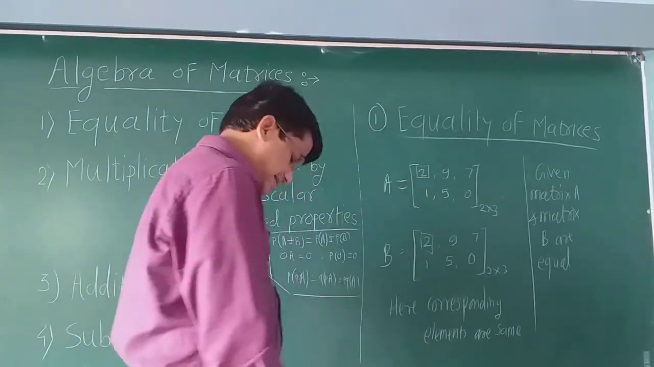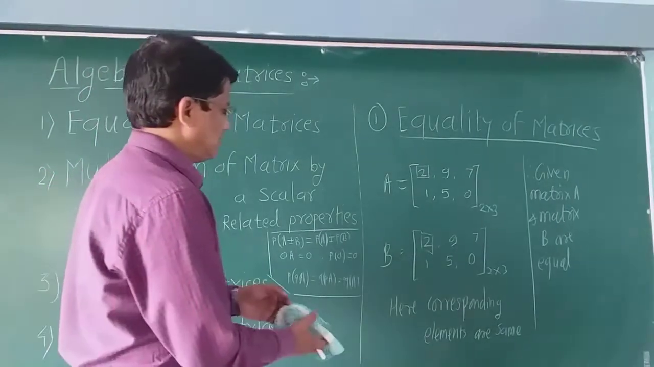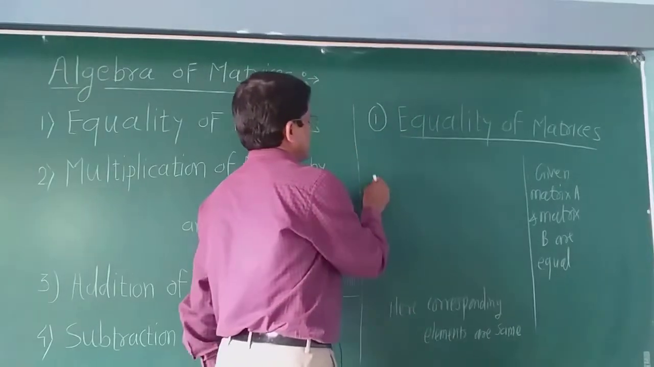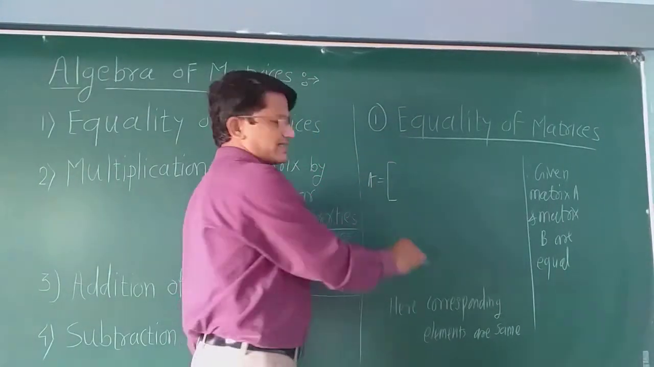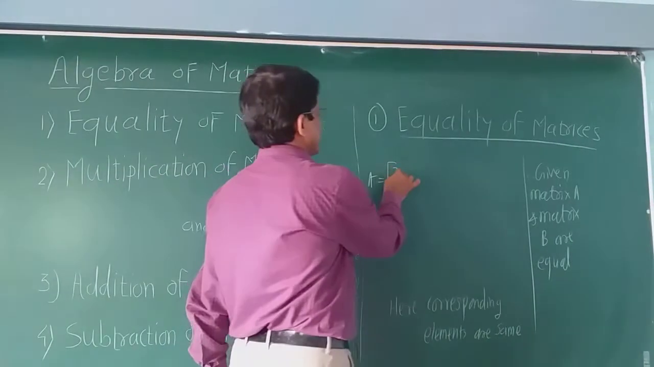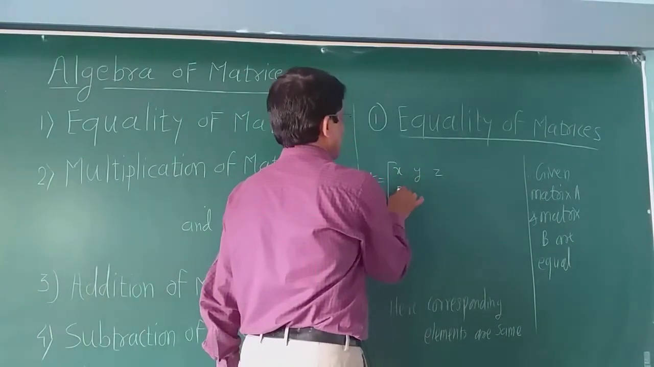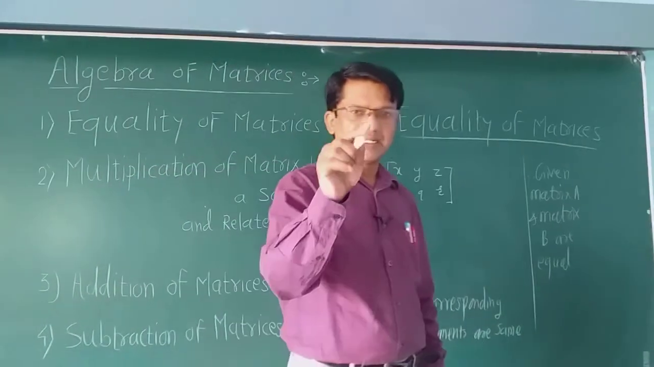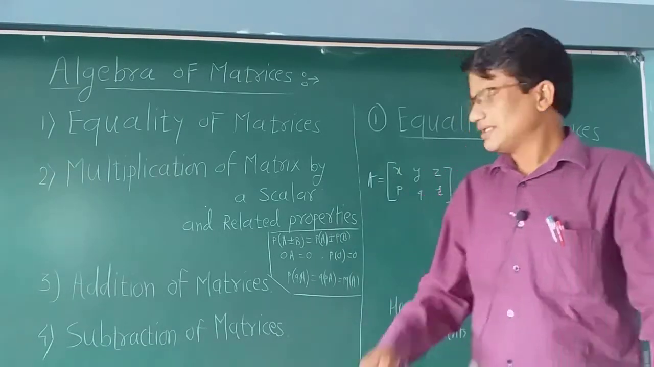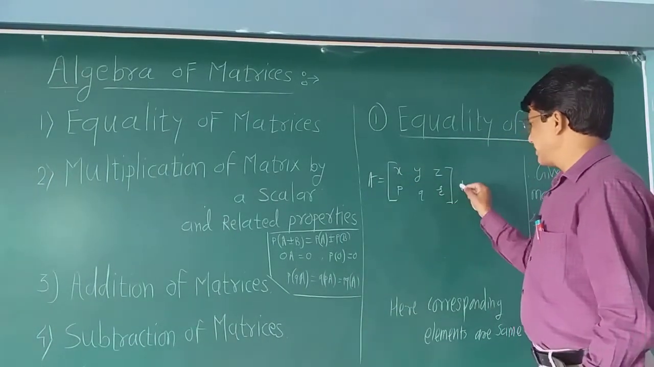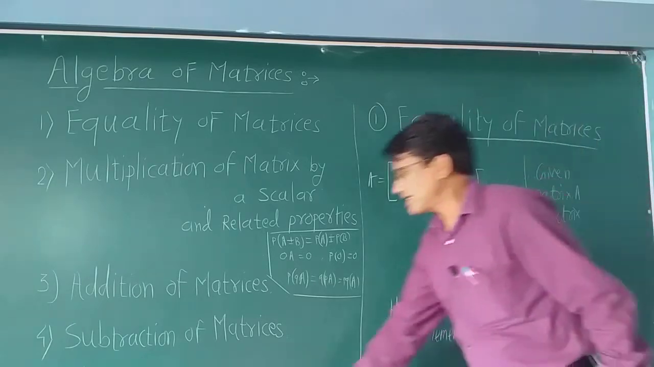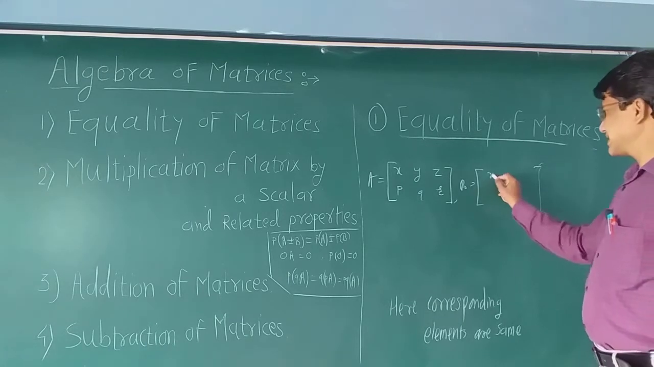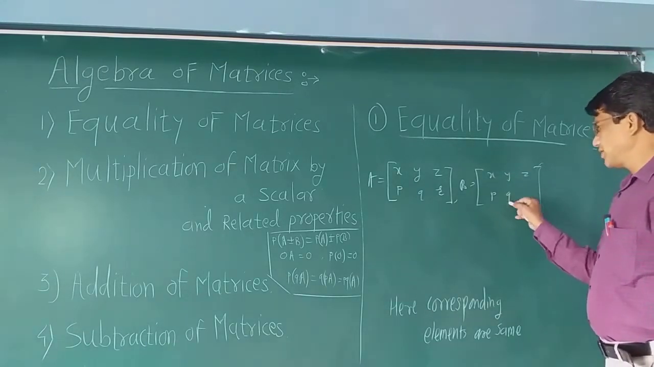Okay, let us see now one more example. Second example, suppose a matrix is given with x, y, z and here p, q, r. These are the elements of the matrix, denoted by small letters we know. This is the matrix A. Matrix B having same elements, here x, y, z, here p, q, r.